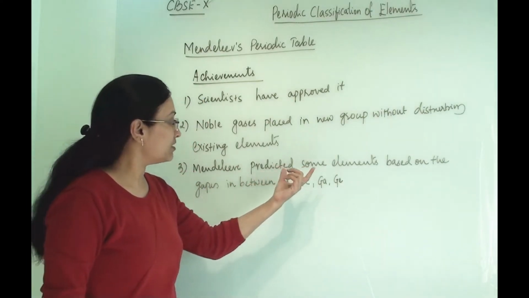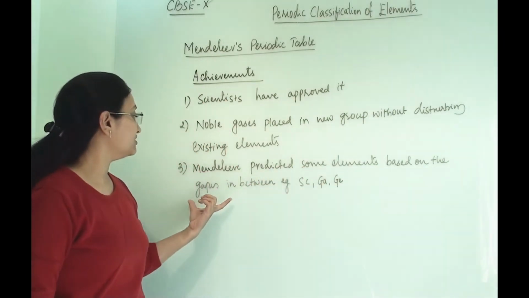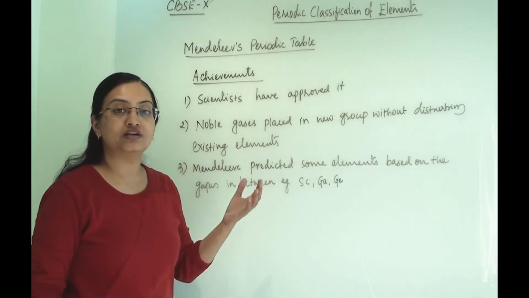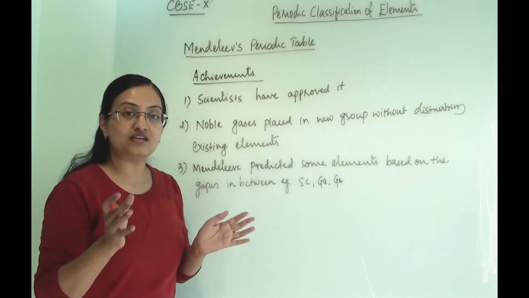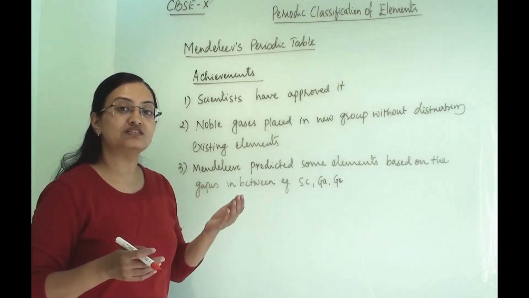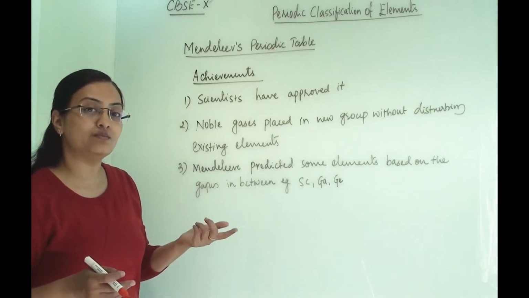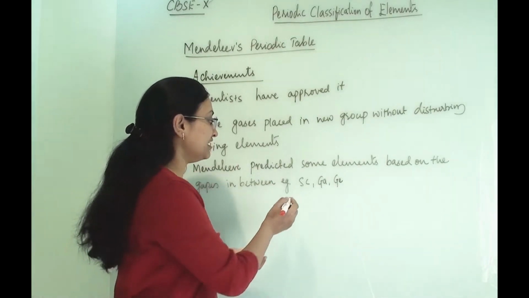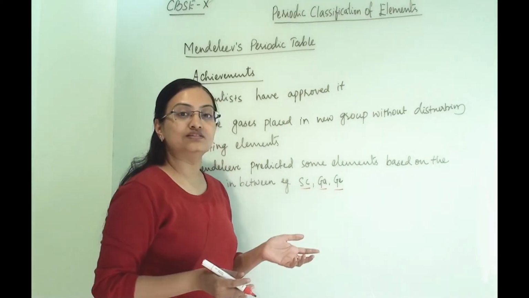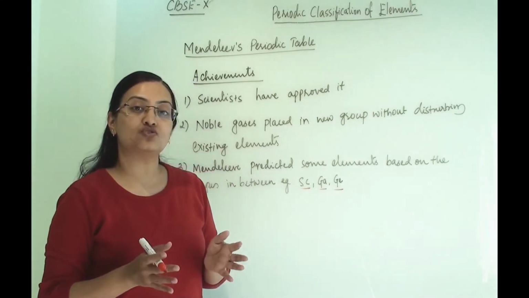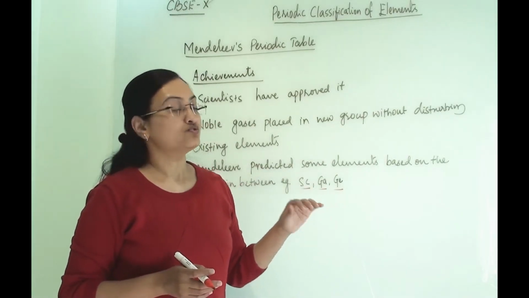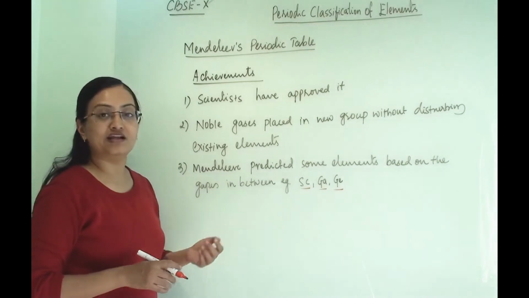Mendeleev predicted some of the elements based on the gaps in between. At that time some of the elements were not known, but through his arrangement, he could predict some of the elements for the gaps, and those elements were later found. Some of them were scandium, gallium, germanium. All these elements were found because of the gaps remaining in Mendeleev's periodic table. So these were the achievements of Mendeleev's periodic table.